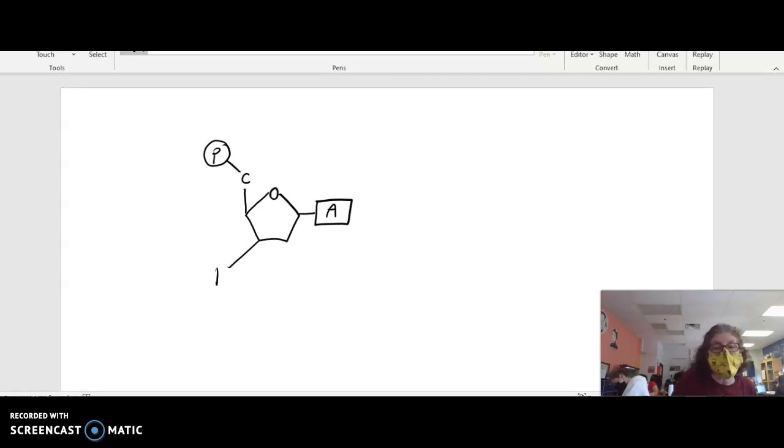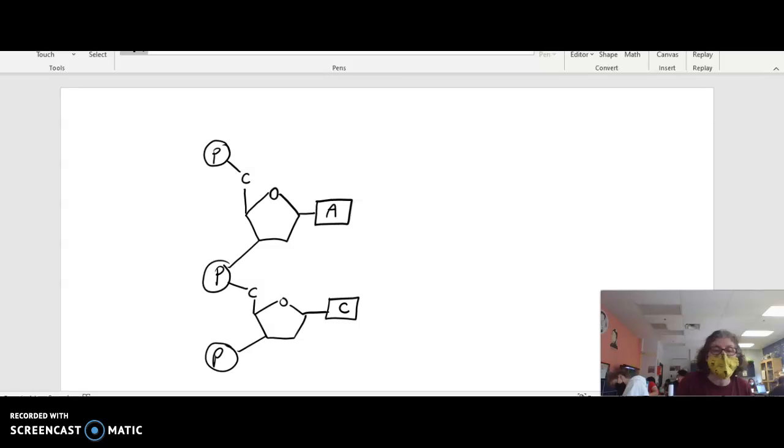Here's another phosphate that links up with the next ribose sugar. And then let's just say this is a cytosine here. Okay. And then this would go on and be another phosphate down here. All right. Then on the other side of this, I could draw the complementary strand to these two particular nucleotides.